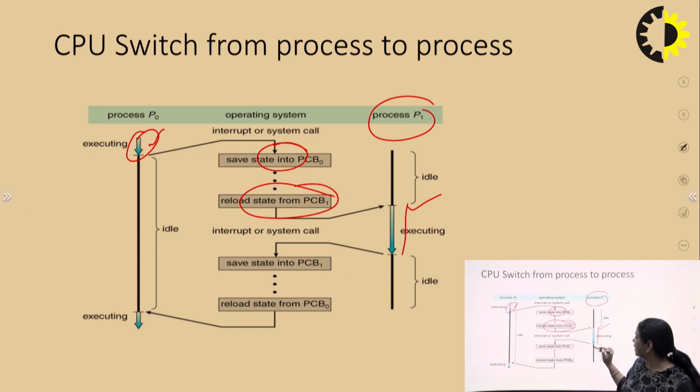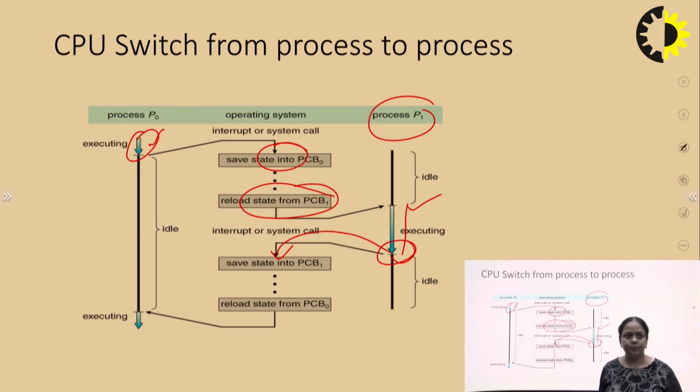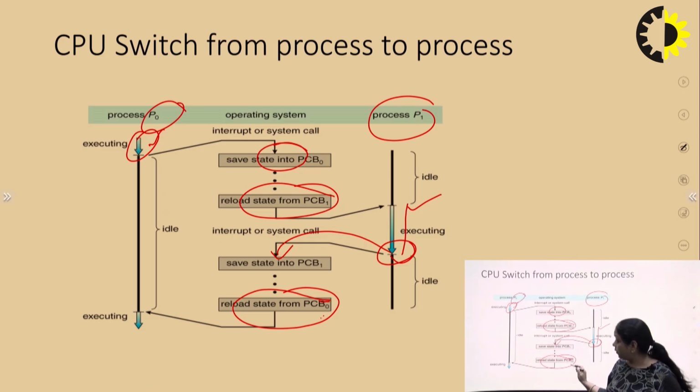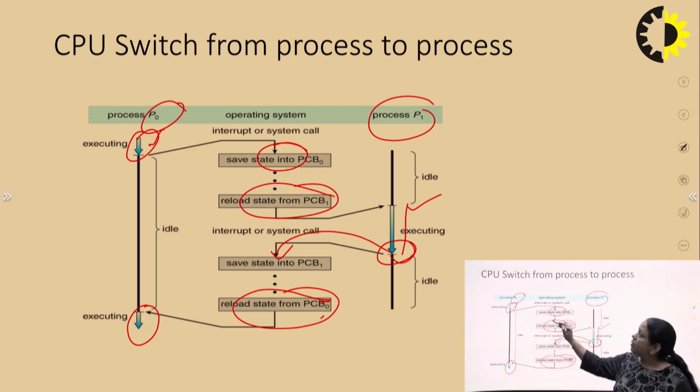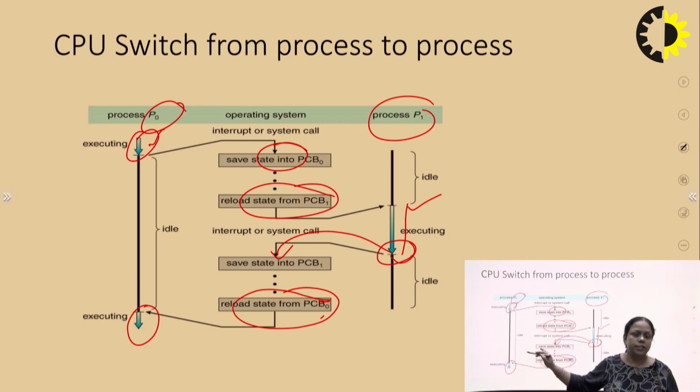Now again context switching will be done. All the information related to the P1 process will be stored in PCB1, so that we can use it later on. Then we will again execute process P0, so the information related to PCB0, or process P0, will be reloaded, and the P0 process will be executed again. So firstly we execute P0, then the CPU switches to P1, then again P0. This is known as context switching.